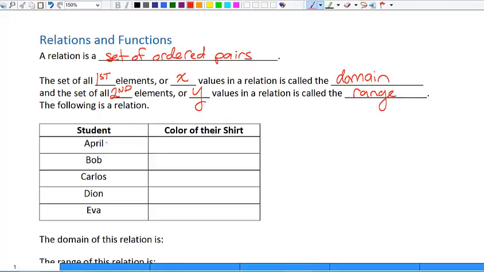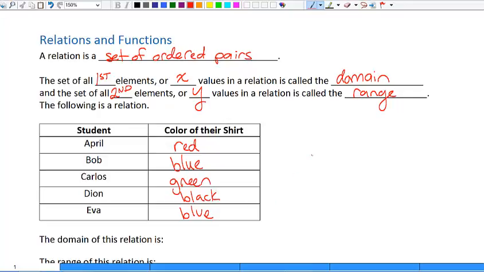Let's say the following students, April, Bob, Carlos, Dion, and Ava, all have certain colored shirts. We'll say April is associated with a red shirt, Bob has a blue shirt, Carlos has a green shirt, Dion has a black shirt, and Ava is also wearing a blue shirt.